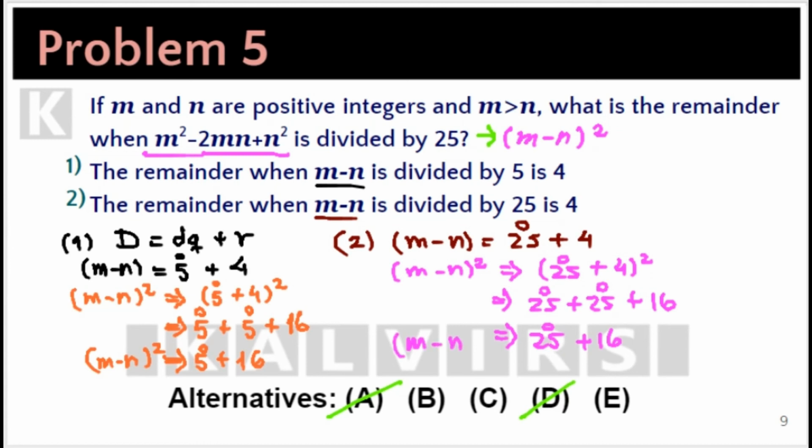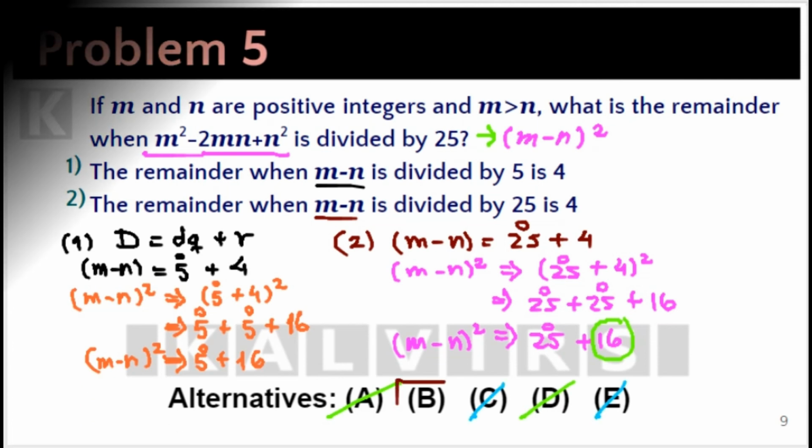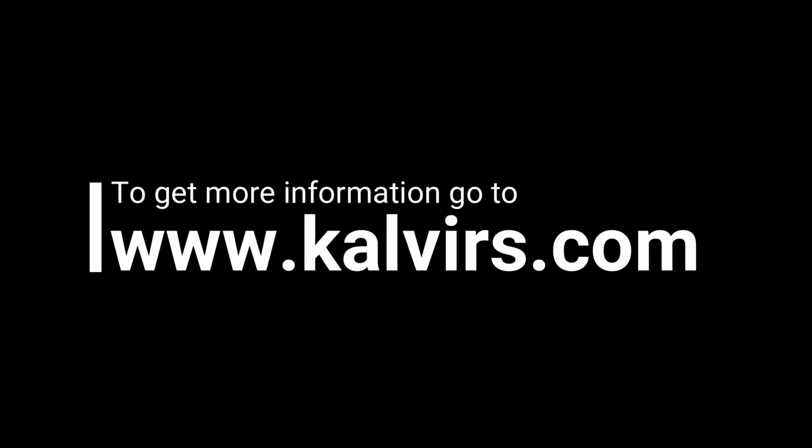Finally, we know that m minus n squared is a multiple of 25 plus 16. In other words, when m minus n squared is divided by 25, the remainder is always 16. Finally, statement 2 alone is sufficient to answer the question. Therefore, choices C and E are discarded and choice B is correct.